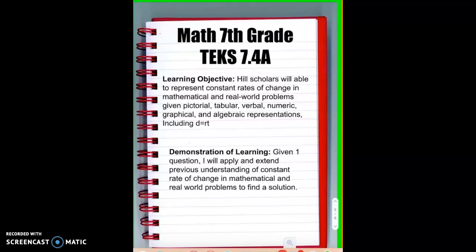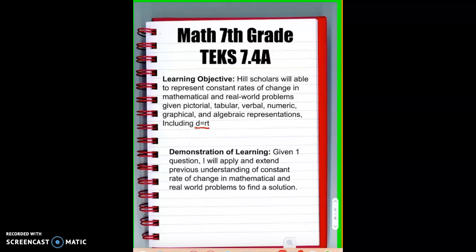Okay, so today our lesson is over TEKS 7.4A, which states the following. Our learning objective for today will be: scholars will be able to represent constant rates of change in mathematical or real-world problems given pictorial, tabular, verbal, numeric, graphical, and algebraic representation, including D equals RT. Today we will be focusing on the formula D equals RT, where D represents distance, R is your rate, and T will be time.